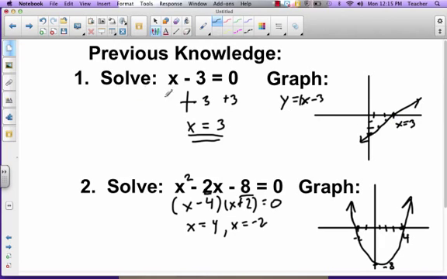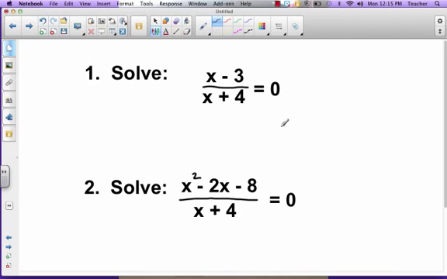Now, for the rational, all we mean by rational equations is that we now have a fraction. In the fraction, the situation is still the same. We're going to have to find what makes the quantity equal to 0. What we find is that it doesn't matter what is in the denominator, it's the numerator that we care about. So if we set x minus 3 equal to 0, x equals 3 is still our solution.